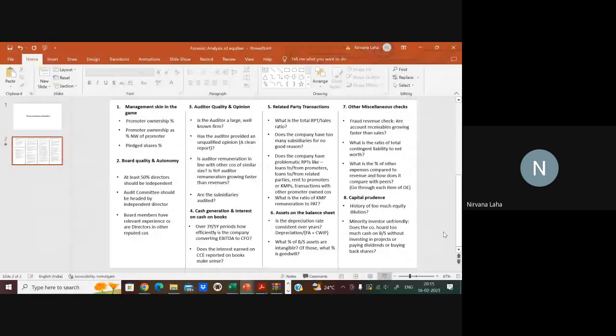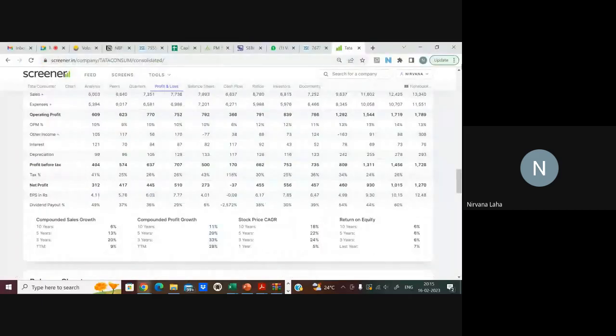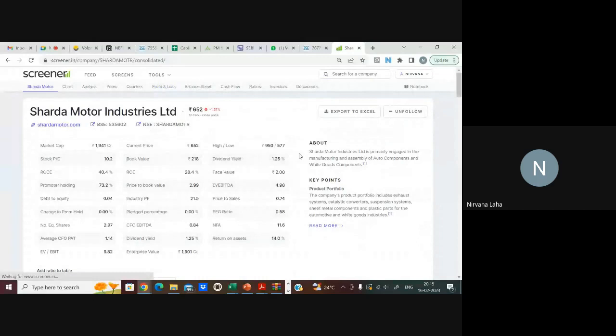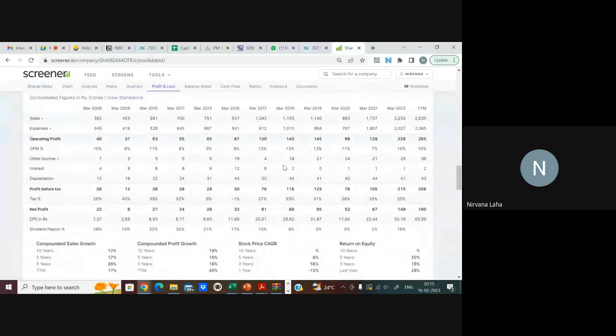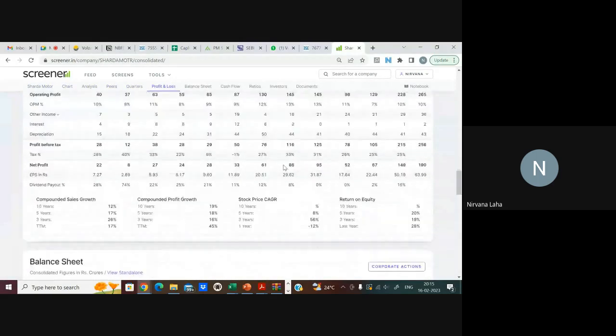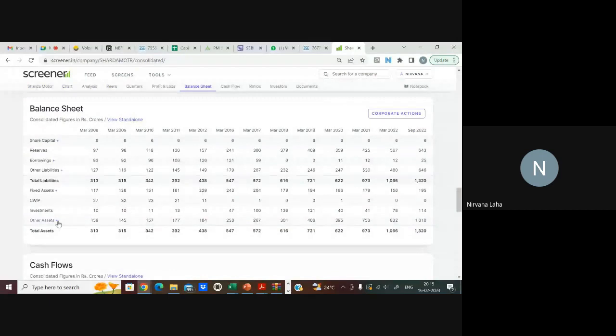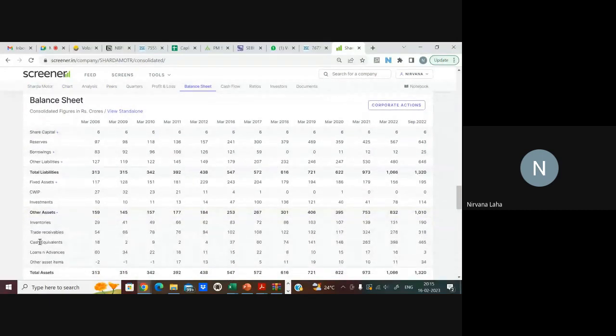Yeah. So I'll show you one example. This is actually a company I like a lot, but lately I'm having concerns. This company is called Sharda Motors. It is an auto ancillary company. You will see in the balance sheet that cash has started piling up. See, cash has started piling up, and from 60 crores in 2017, just 6 years ago, it is now at almost 500 crores of cash.